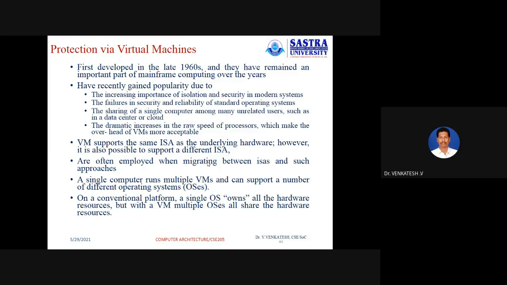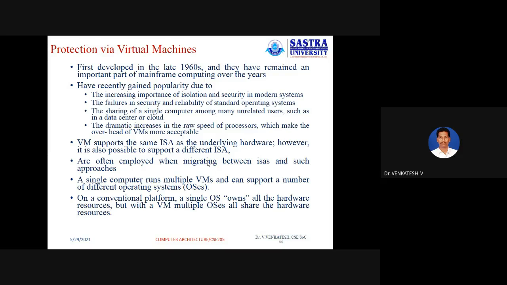For example, there are so many users; that's why I told you about multiprogramming. Nowadays people are using data centers, cloud or something like that, so it is open to all. In that case, we need some protection. And then there is the dramatic increase in raw speed of processors, high performance processors, which makes the overhead of virtual memory more acceptable. So these are all the reasons why virtual memory is important.